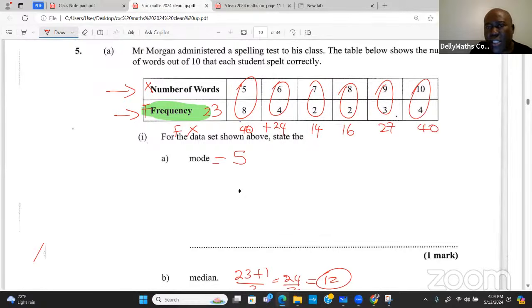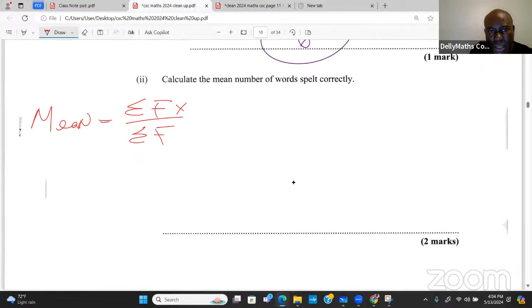And all I'm going to do is add up all of this. So let me double check to make sure that I have everything. 40 plus 24 plus 14 plus 16 plus 27 plus 40. What am I getting? I'm getting 161. So I'm working with 161 over 23. All right. So this total gives me 161. So then this is going to give 161 over 23. Divide that out. 161 divided by 23, and I'm getting 7.